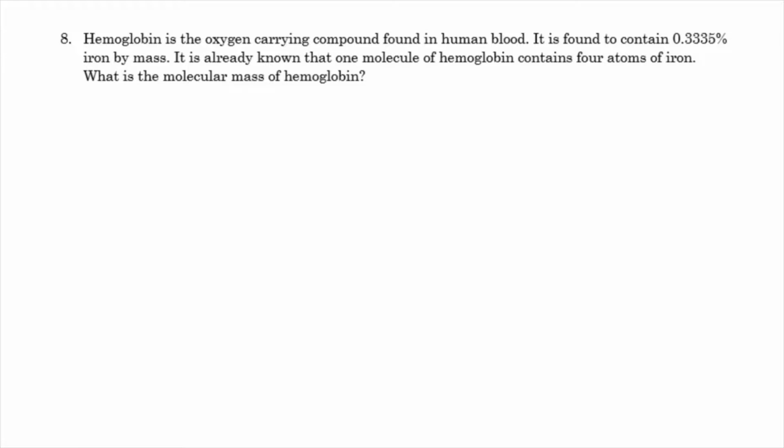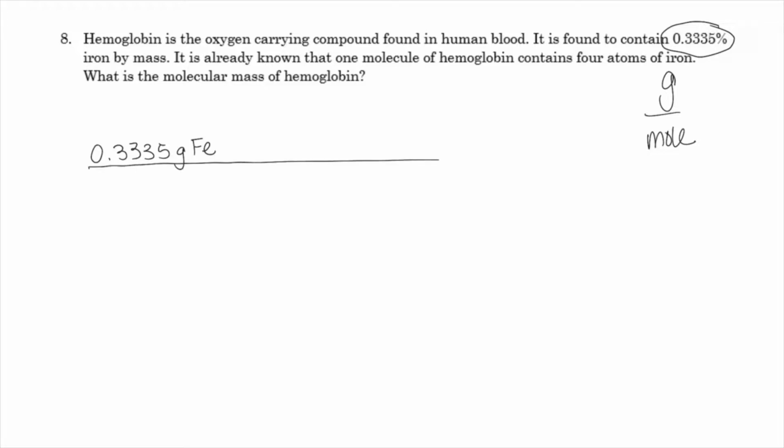What's the molar mass? Remember, molar mass has the unit of grams per mole. So if I know how many grams I have, and I know how many moles I have, I can very easily get the molar mass. Now, when given a mass percent, what we're going to start with is assuming 100 grams total. Because if we assume 100 grams total, we now have 0.3335 grams of iron. Then I can convert grams of iron to moles of iron very easily because I know the molar mass of iron.